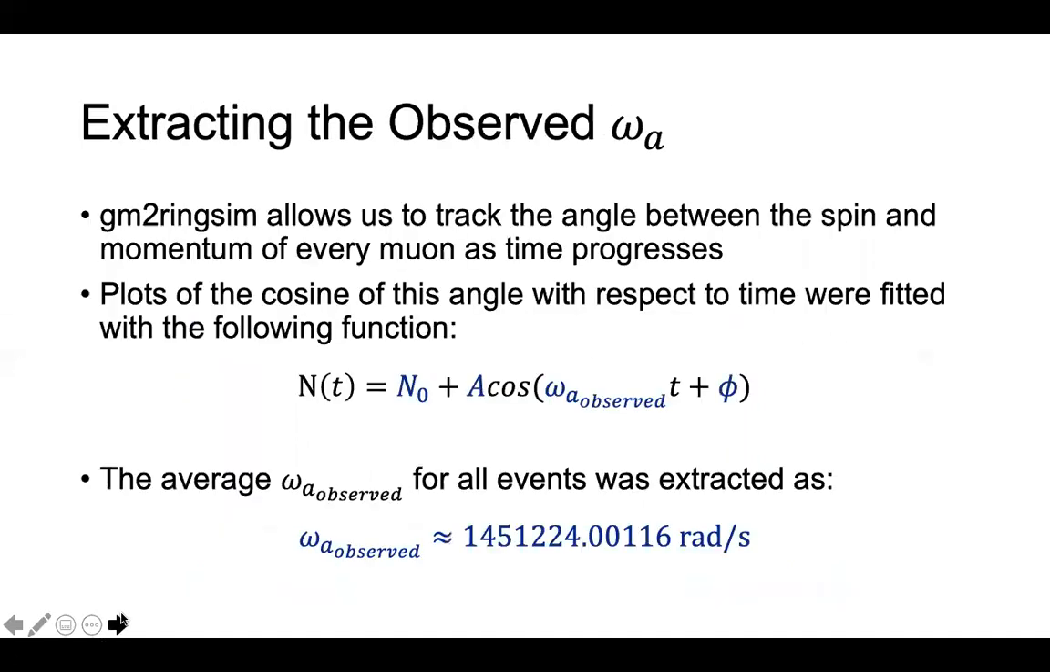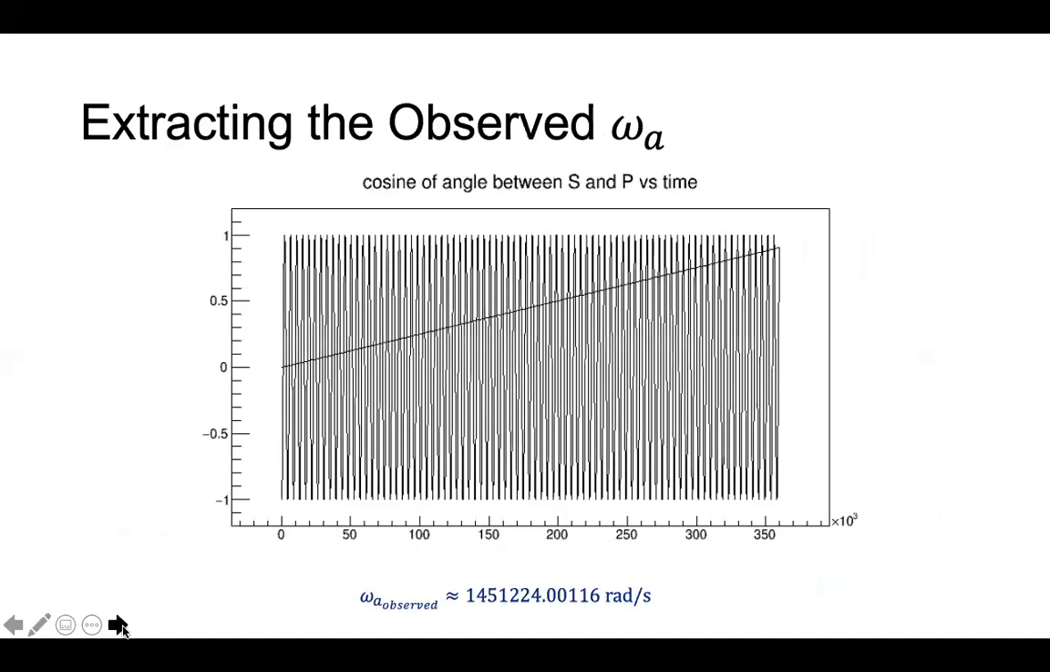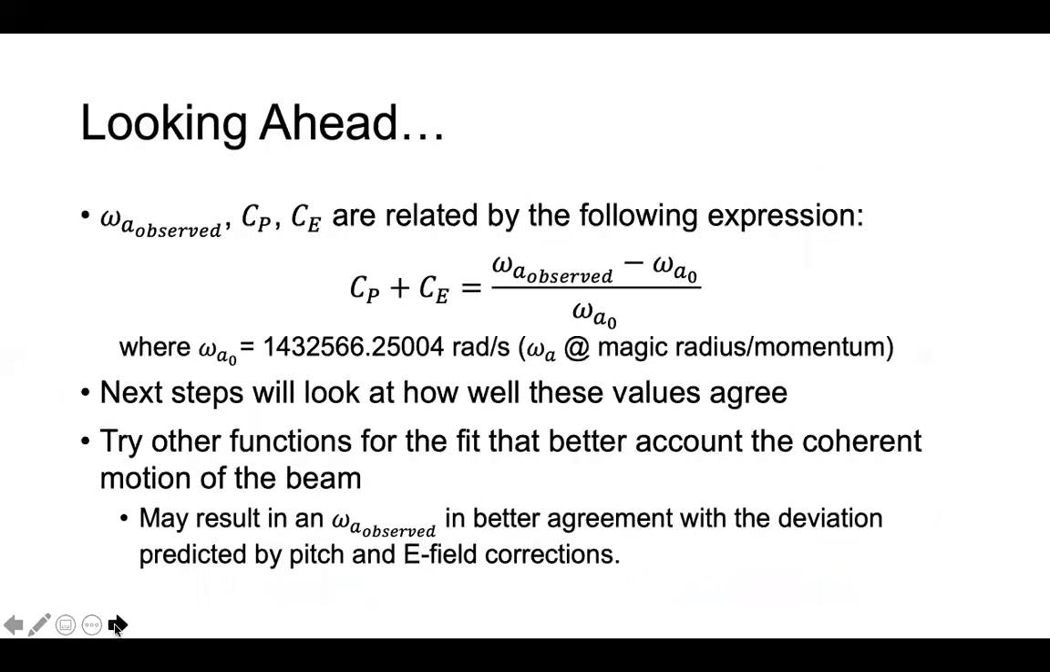And then we extract omega A. We do that by plotting the angle between momentum and spin with respect to time. We can do that in a simulation. Fitting this function over it and using this function, we can just extract that parameter from a linear least squares regression. So we come out to this omega A. This is what those plots look like, that angle between spin and momentum.